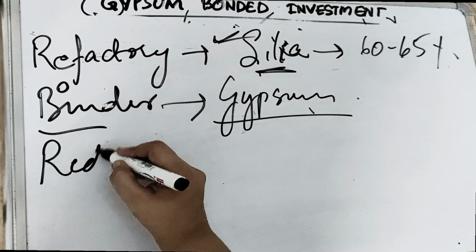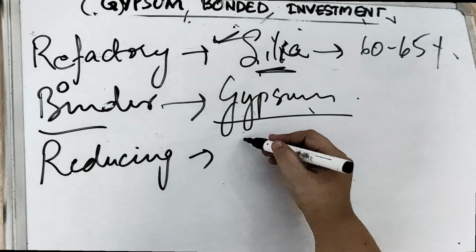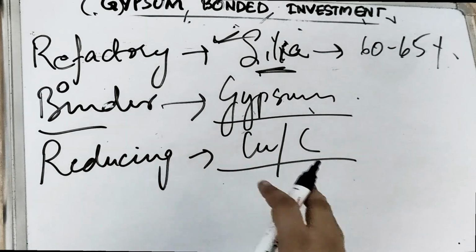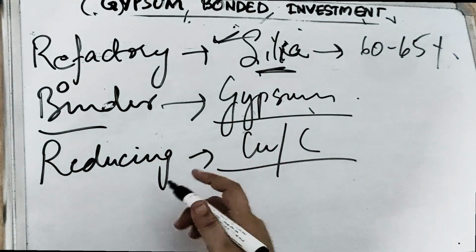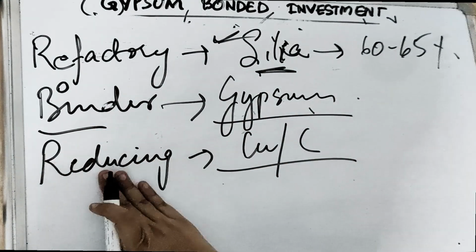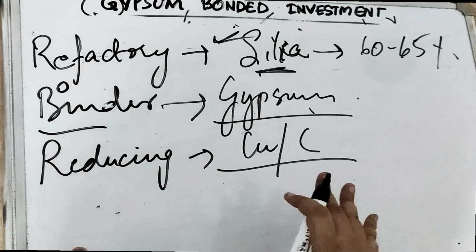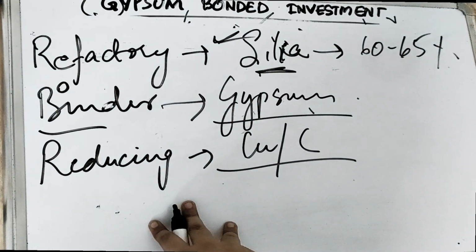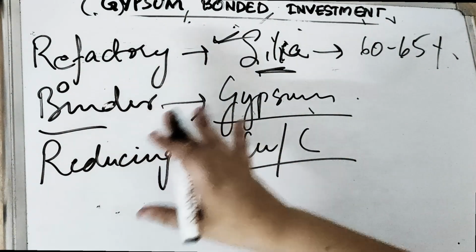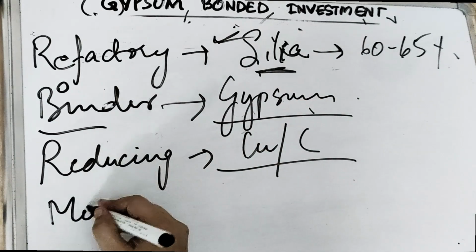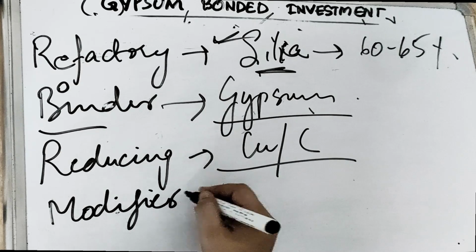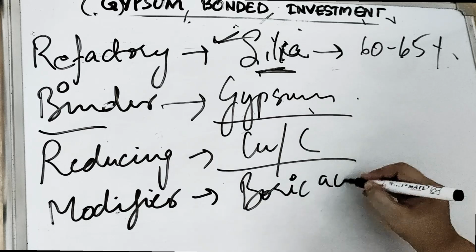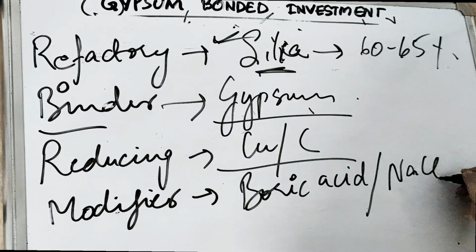The third thing we have studied is the reducing agent. We use powdered copper or carbon. The reducing agent itself reduces, always remember, as we have studied in chemistry. It gives electrons, which means it gets oxidized itself. So it is going to reduce the oxide layer which is formed on the metal surface. The last thing is the modifier. Why do we use the modifier? Because we want to inhibit the shrinkage on heating, and we use boric acid as well as NaCl, which is sodium chloride.